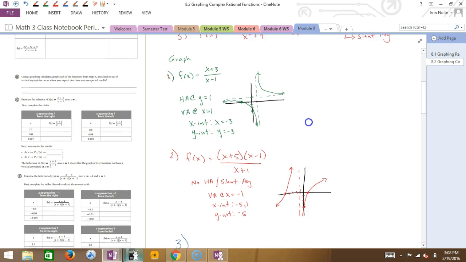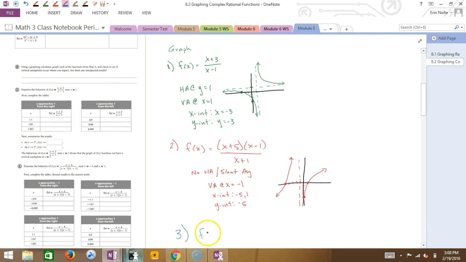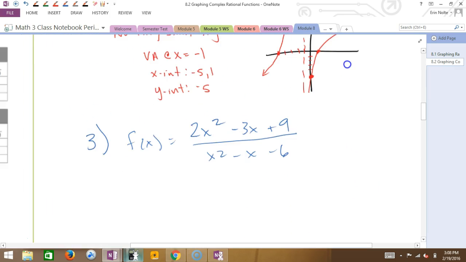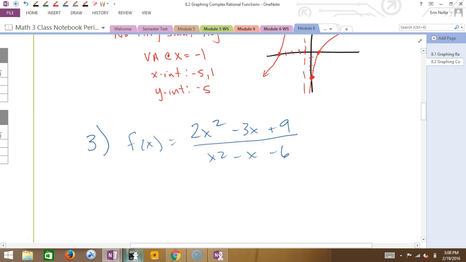All right, so I'm going to use this bottom one. We got 2x squared minus 3x plus 9 over x squared minus x minus 6. There we go. Okay, so this one is definitely in a form that you would see at some point through your mathematical careers. You have a standard form over a standard form.